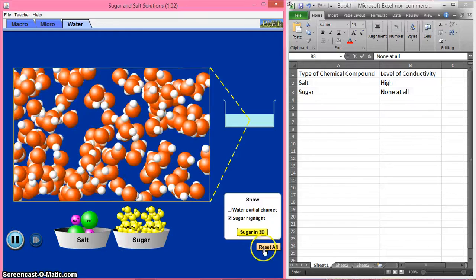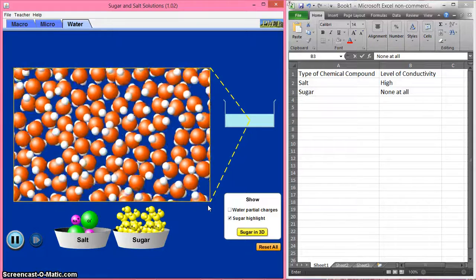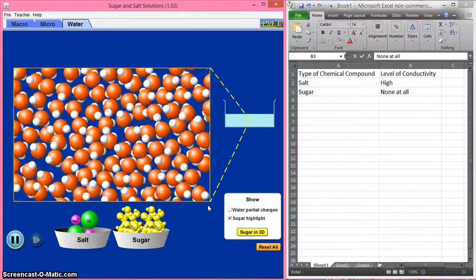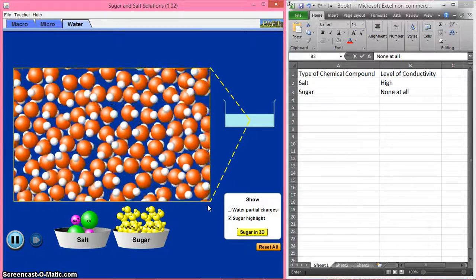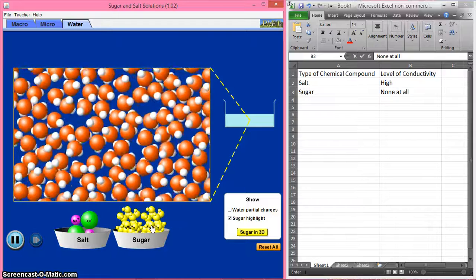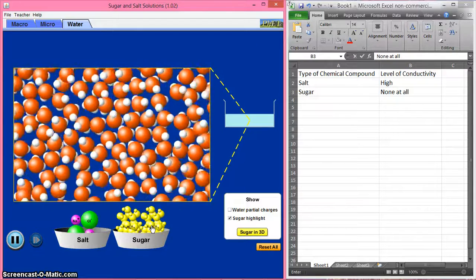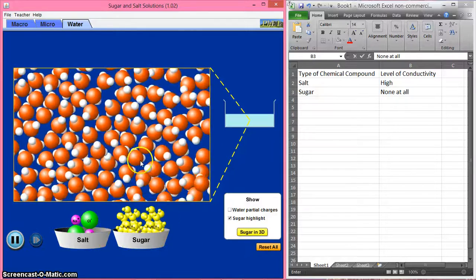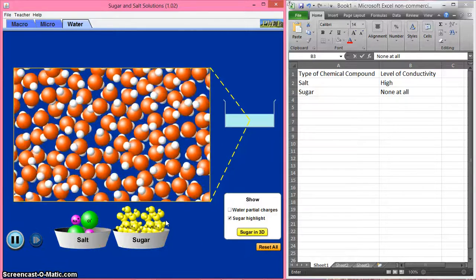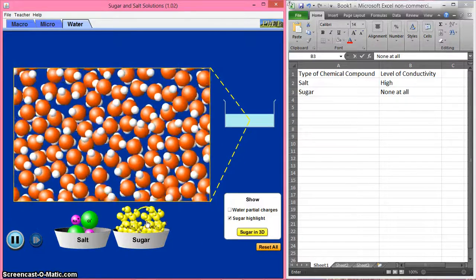Sugar, on the other hand, is a covalent bond, which is why it did not conduct any electricity in the light bulb. This means that sugar is not made up of any ions, but instead is made up of uncharged particles called molecules, formed by the sharing between non-metal atoms of their outermost electrons.